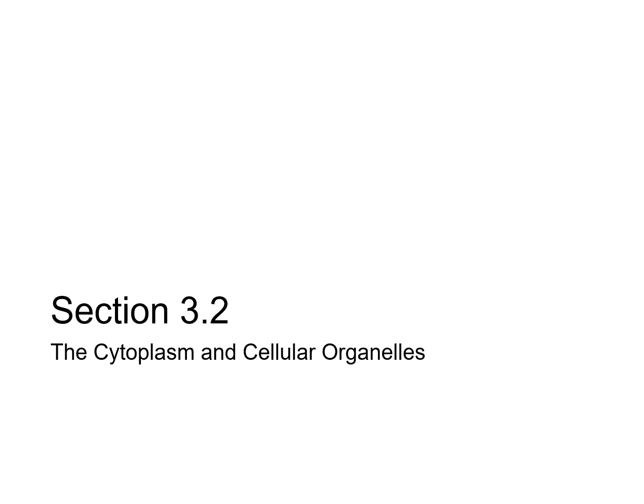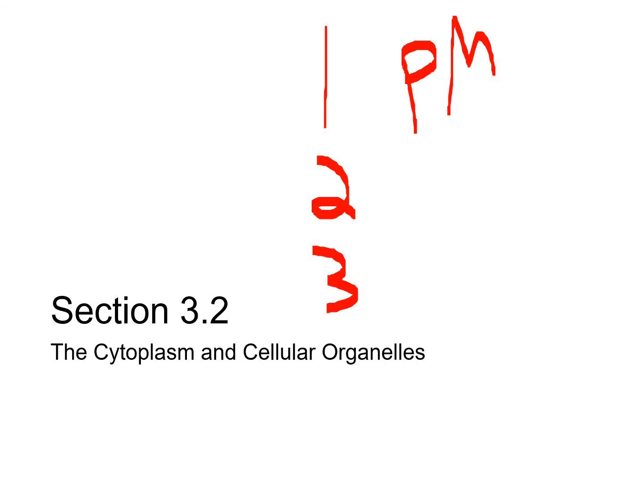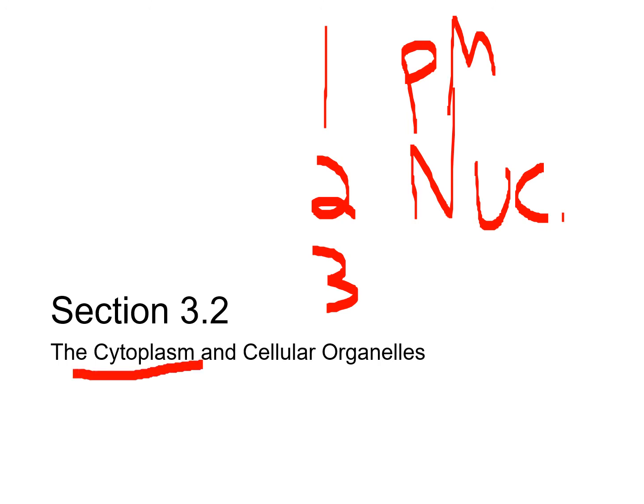Now that we've covered everything we want you to know with the plasma membrane, we are ready to work inside of the cell. So remember, all cells in the body, at least 99% of them, have 3 components. Number 1 was the plasma membrane. That's what we just finished talking about. Number 2, we said earlier in the chapter, was the nucleus. I'll just put NUC for nucleus. And then number 3 is everything that's not the nucleus.